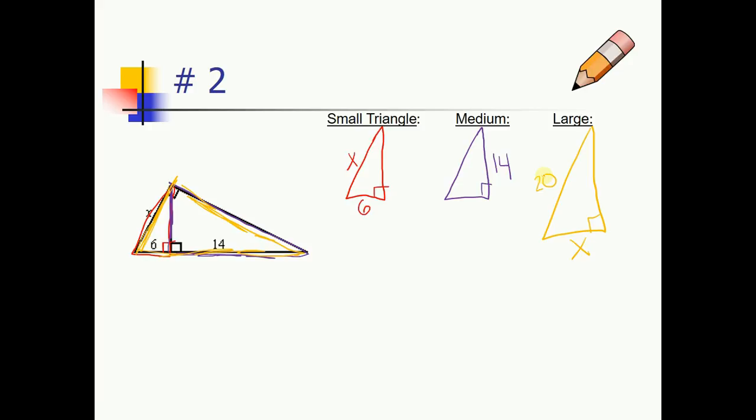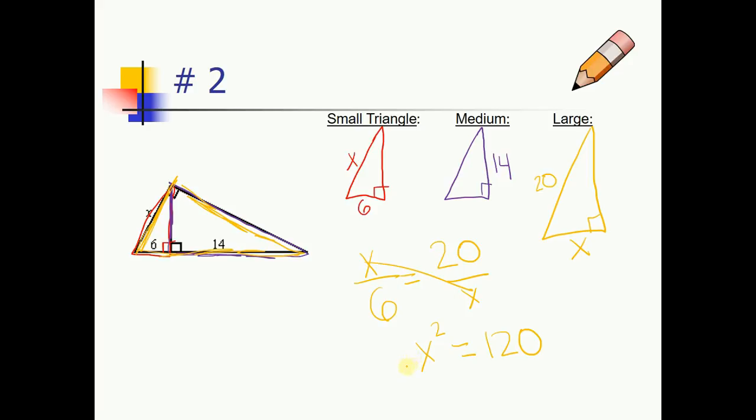Let's see if we can figure this out. Notice the medium triangle is not going to help us. Neither of these have anything for 14, or for that long leg. So medium's not going to really help. Let's go ahead and set up our small triangle to our large triangle, because they have numbers and x in corresponding sides. So I got x over 6 equals 20 over x. So I got x times x, that's x squared. 6 times 20 is 120.